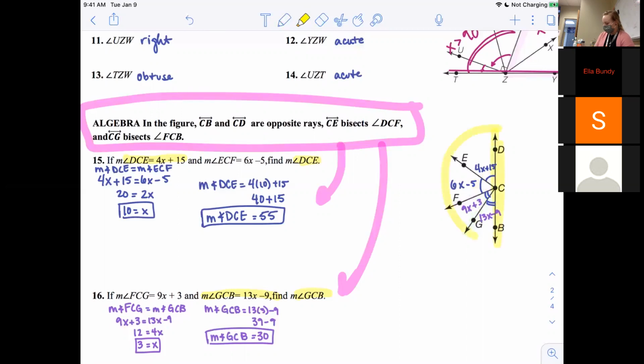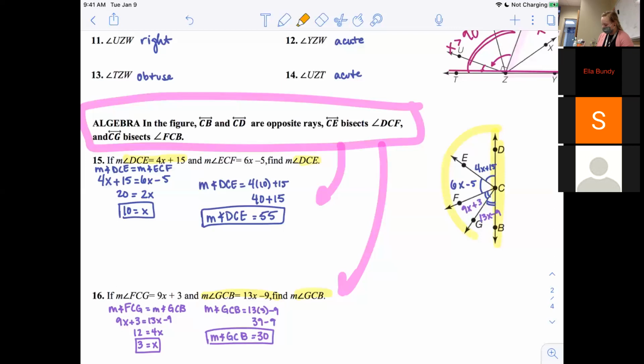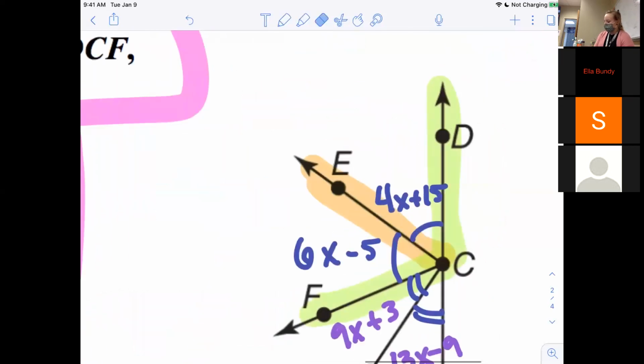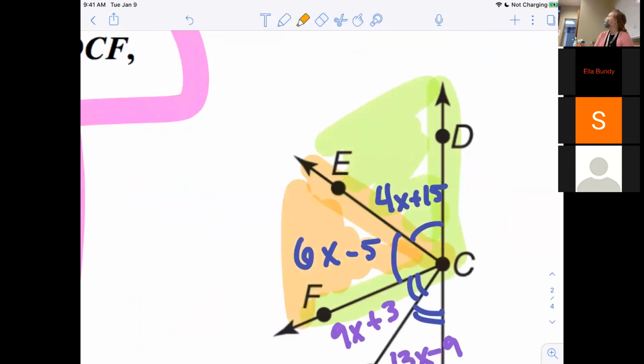This is all 180. Then it says that CE bisects DCF. So CE, I'm going to highlight it in orange. CE bisects DCF, in green. So that means if it bisects that, then these two angles are congruent. This angle right here and this angle right here are congruent to each other. I use this little mark right there to show that.